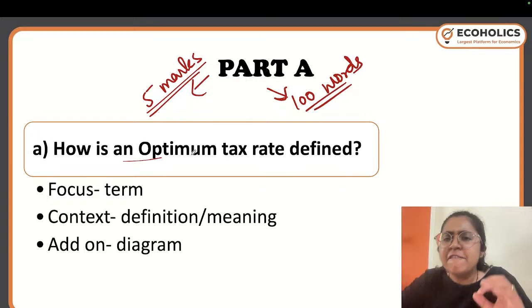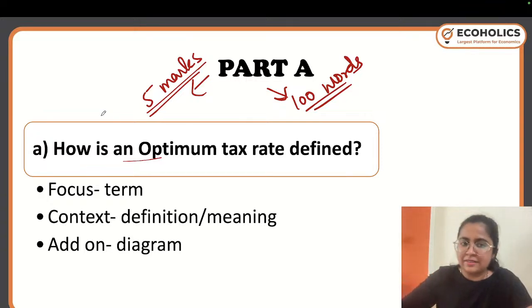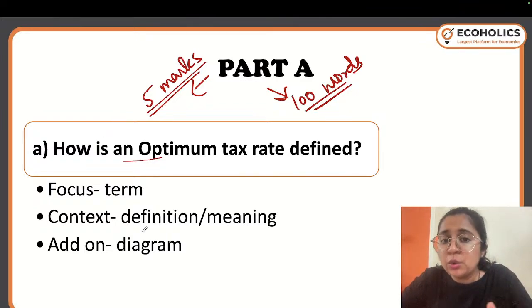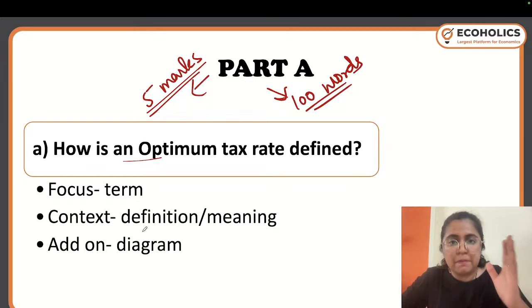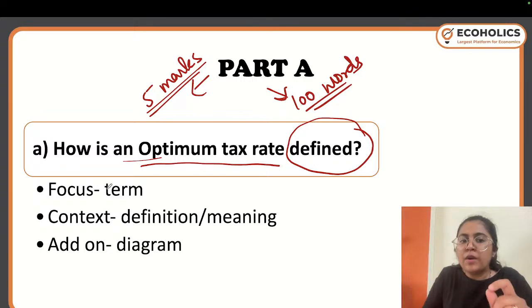Okay, very direct question, and that's why I said that when you look at a question paper, you look at whether there are direct questions, and whether theory or theoretical questions are asked. Let me put my best foot forward, right? How is an optimum tax rate defined? What is the focus over here?